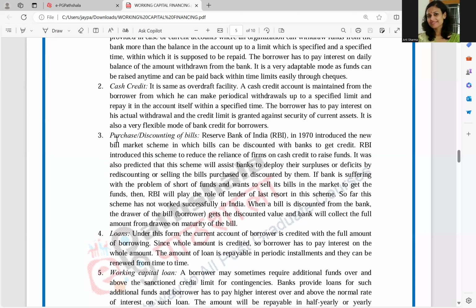And the third is purchase or discounting of bills. As we know, the Reserve Bank of India introduced the new bill market scheme in 1970, in which bills can be discounted with banks to get credit. And RBI introduced this scheme to reduce the reliance of firms on cash credit to raise funds. It was also predicted that this scheme will assist banks to deploy their surplus or deficits by rediscounting or selling the bills purchased or discounted by them.